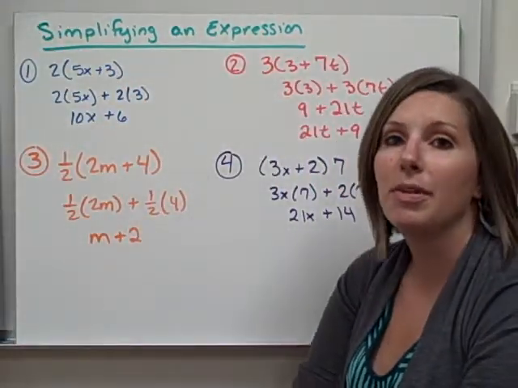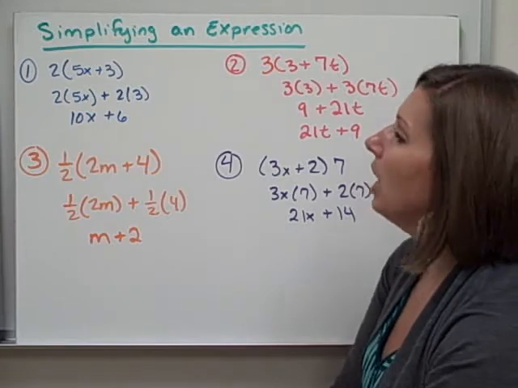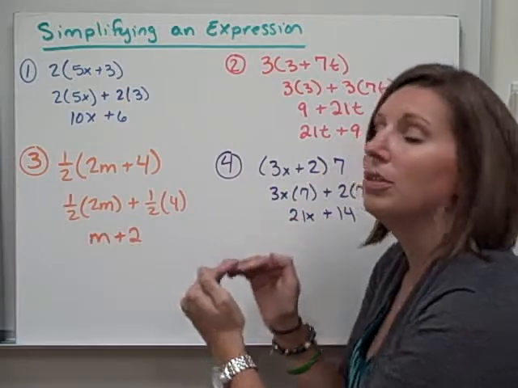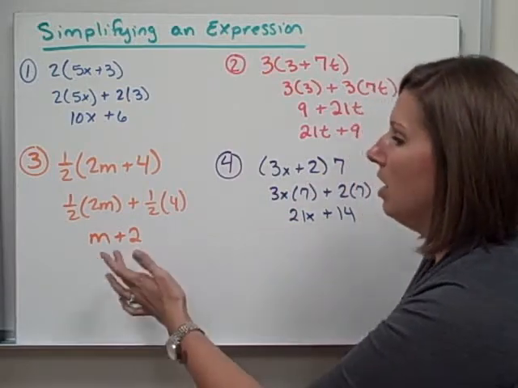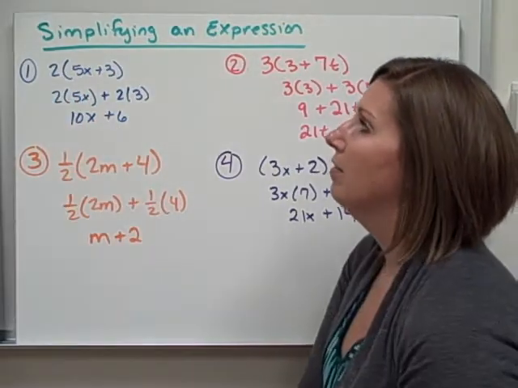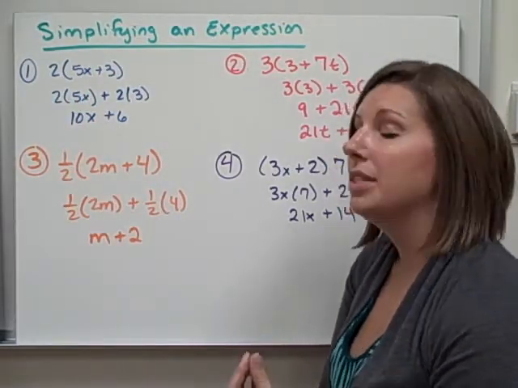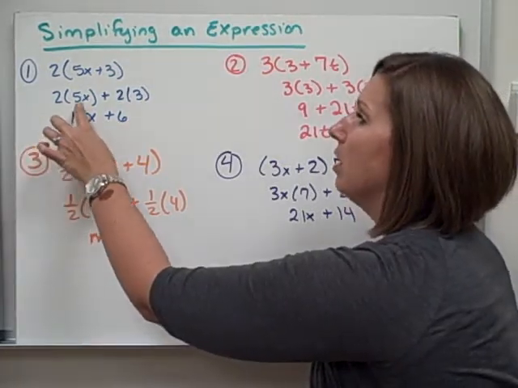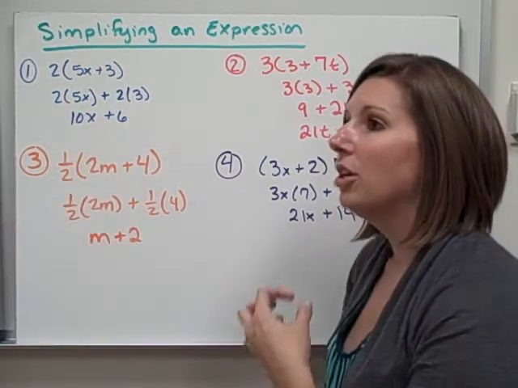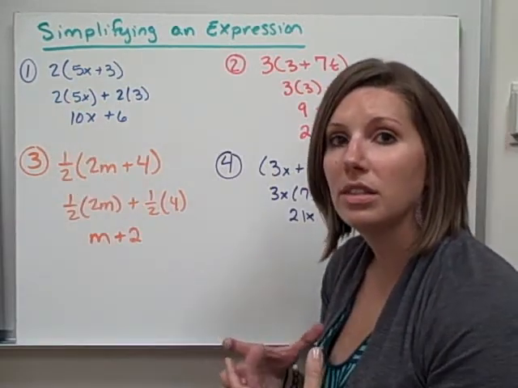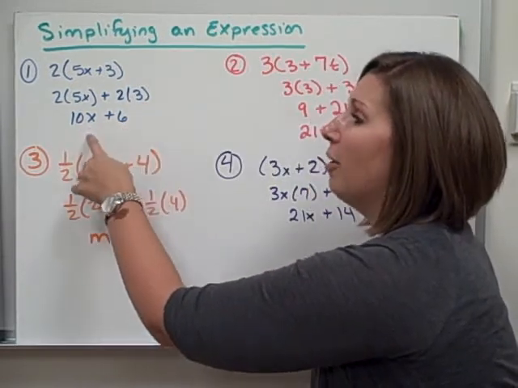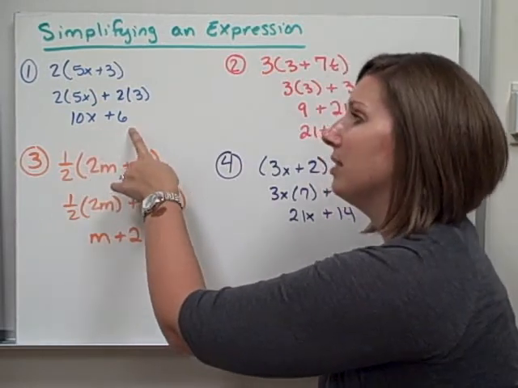Here we've got some simplifying expression examples. I'm going to use the distributive property to put this expression in simpler terms with the least amount of terms. So number 1, I have 2 times the quantity of 5x plus 3. Well, using the distributive property, that means 2 times 5x plus 2 times 3. 2 times 5x, it's like having 2 groups of 5x's. Altogether, I would have 10 x's. 2 times 3 is 6. So my final answer is 10x plus 6.